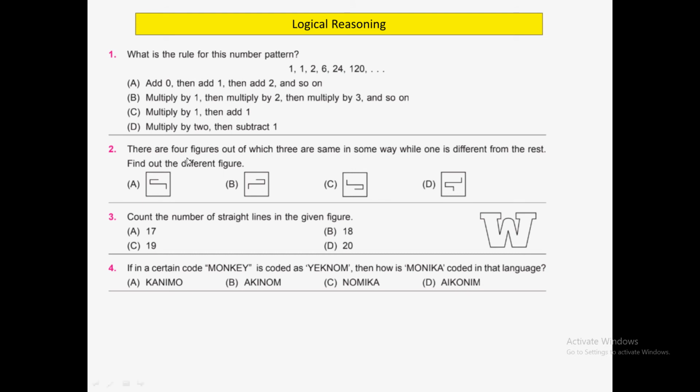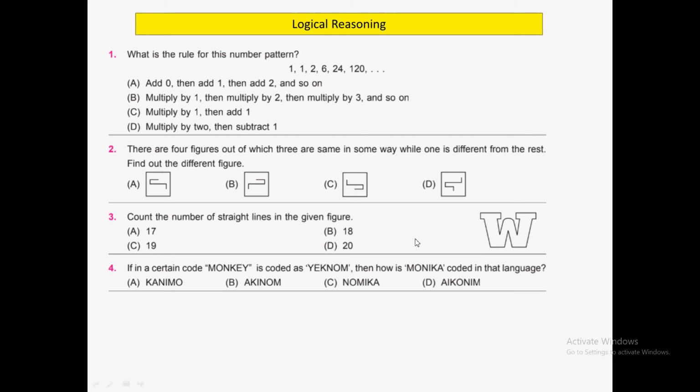Similarly, in the second question, there are 4 figures out of which 3 are same in some way while 1 is different from the rest. So again, pattern matching, in which you have to check which is similar. Again this is logical reasoning, so you have to check why the 3 are same and 1 is different. Then again, count the number of straight lines in the given figure. So again, you will be able to differentiate what is a straight line, what is a curved line. So again, this is another type of question.